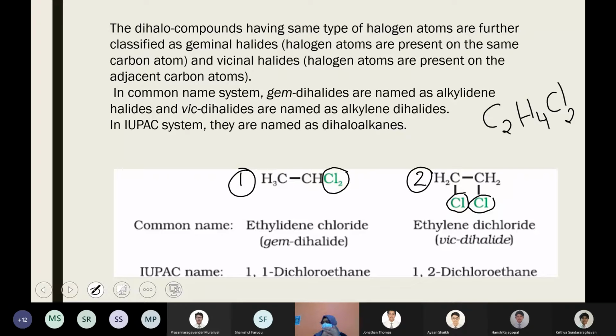So there are common name systems and IUPAC names. In the IUPAC name system, the rule is the same for any type of compound. The rule will not change. But in the common naming system, you can see, if both the chlorines are on the same carbon atom, then the name given is ethylidene chloride. That means it's also known as gem dihalide. Geminal halides mean both the halogens are on the same carbon atom. If they are on different carbon atoms, then we call it vicinal halide, which is represented as vic.